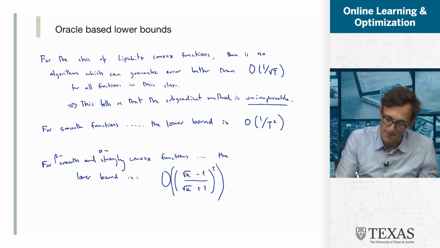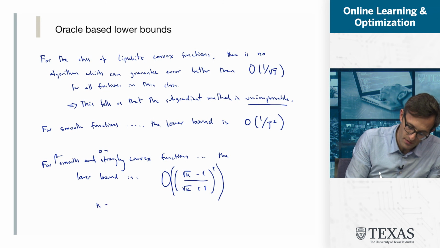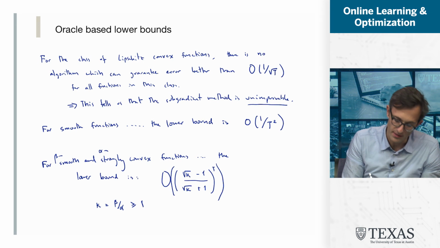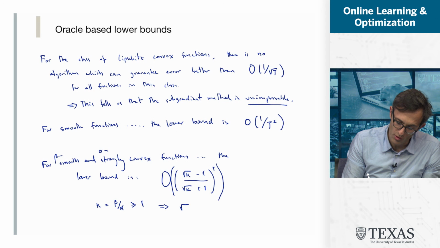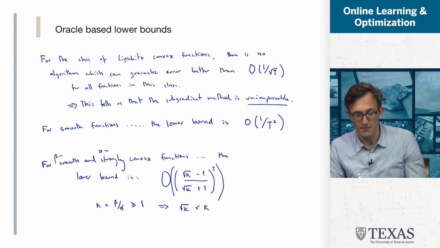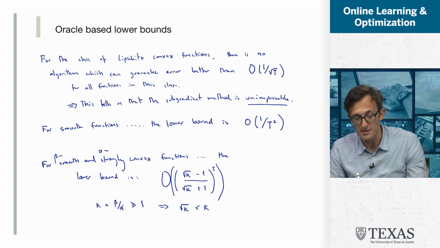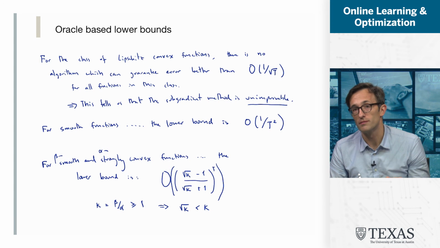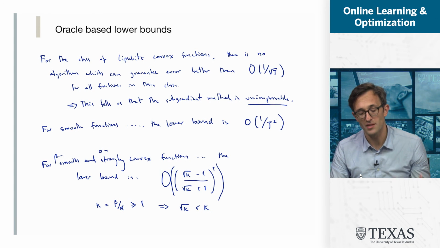Now, remember that kappa is equal to beta over alpha, and in particular, that means it's greater than 1. And that means that square root of kappa is less than kappa. And as we discussed, this bound is better when kappa is smaller. And therefore, when we replace kappa by square root of kappa, we get something faster.